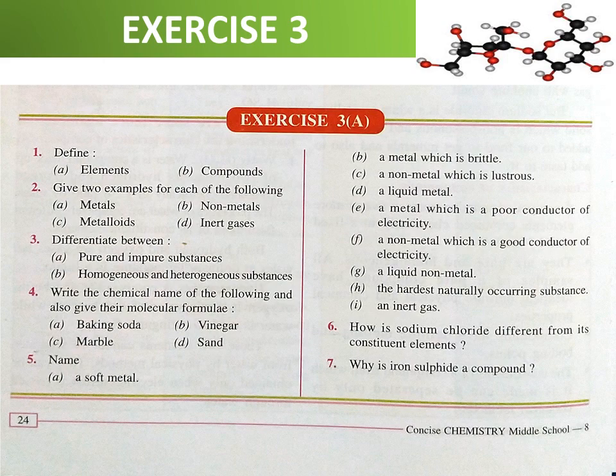Regarding iron sulfide, it is a hard solid, crystalline but black in color, and it is not having luster, and it does not show us a tremendous amount of magnetic properties. So thus, due to the difference in the properties of its corresponding elements, it is a compound.